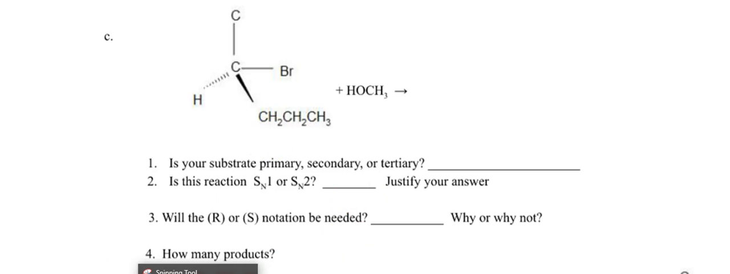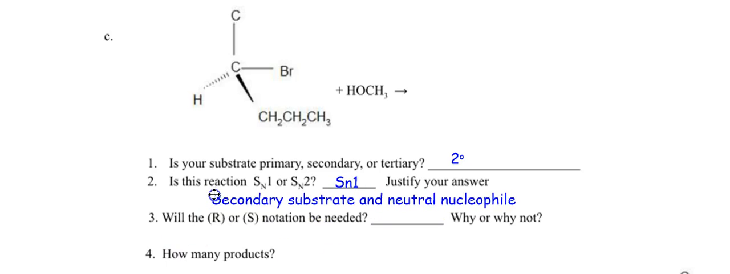What kind of substrate is this one going to be now? Here's my carbon. I have two carbons off of there, so it is secondary. So is this going to be SN1 or SN2? I can't look at that; I have to look at this to determine. All right, and it's going to be SN1. Why? Because it's a secondary substrate and a neutral nucleophile.